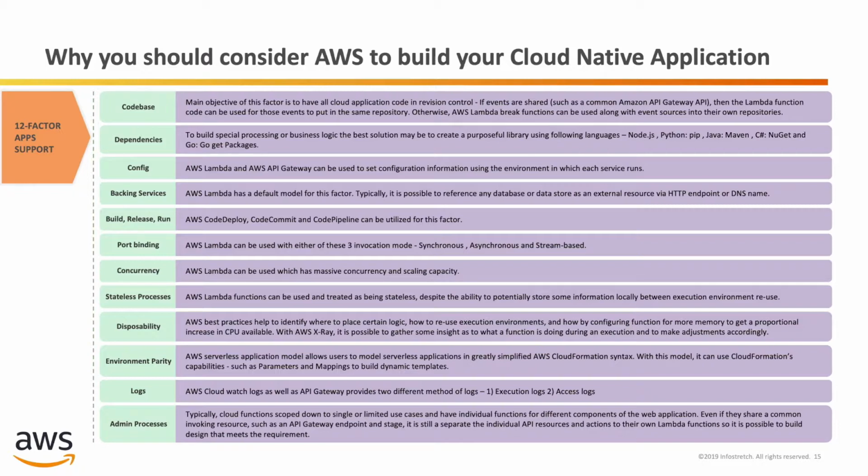And you can also use the AWS Serverless Application Model, or AWS SAM, to manage the configuration of your separate environments. AWS SAM allows you to model your serverless applications in greatly simplified AWS CloudFormation syntax. With SAM, you can use CloudFormation's capabilities such as parameters and mappings to build dynamic CloudFormation templates.